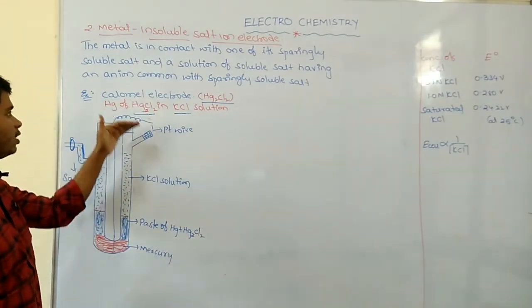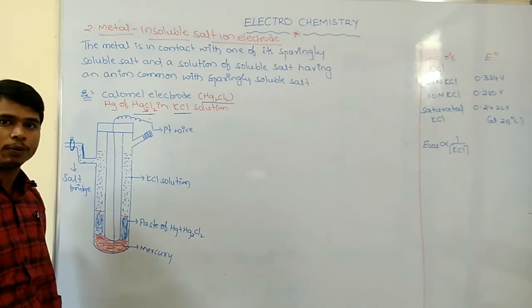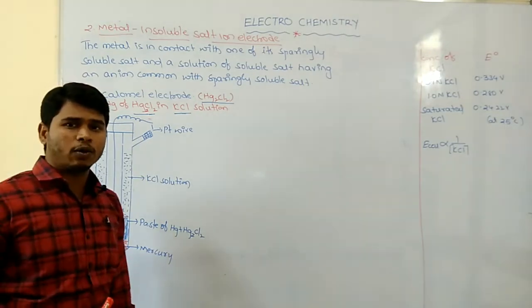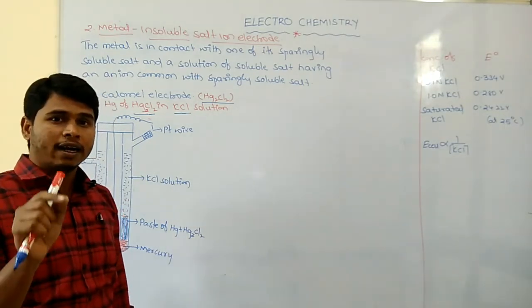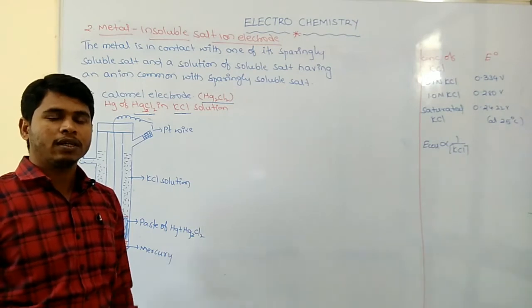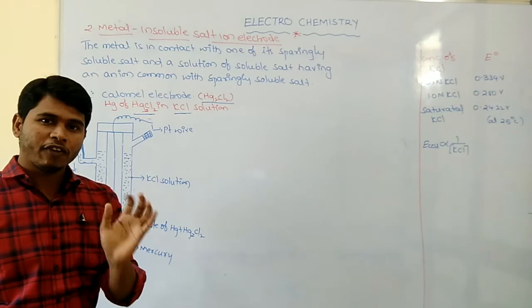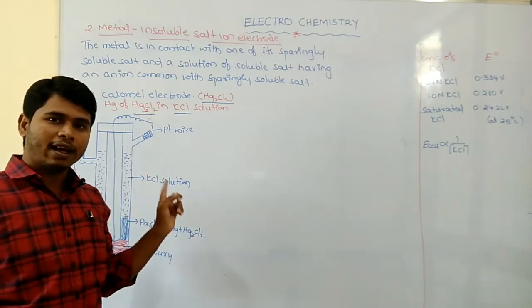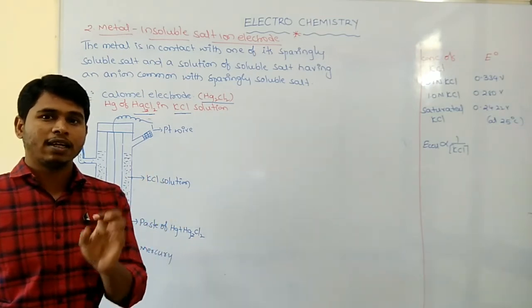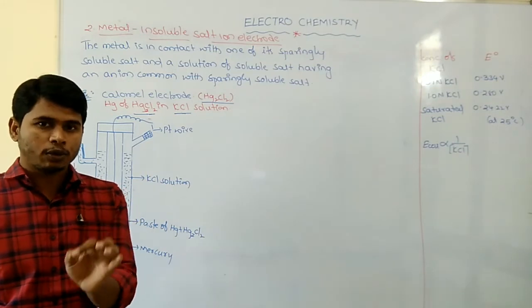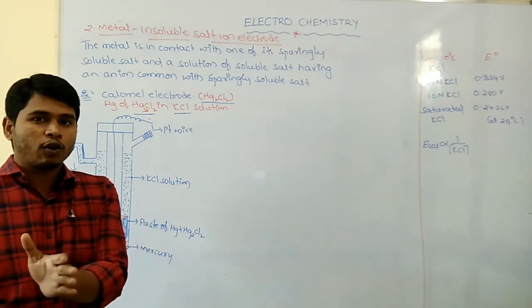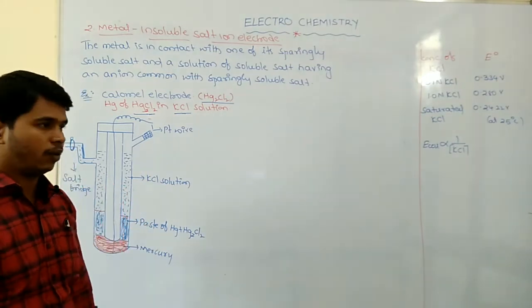Then coming to the construction of the calomel electrode. The calomel electrode is also used as a secondary reference electrode. The standard hydrogen electrode is used as a primary reference electrode, and the calomel electrode is used as a secondary reference electrode to calculate the electrode potential of another half cell.